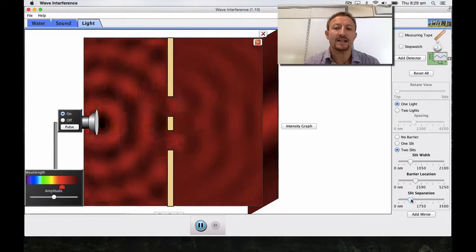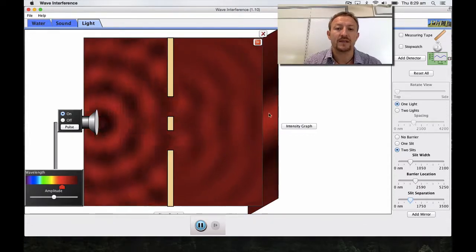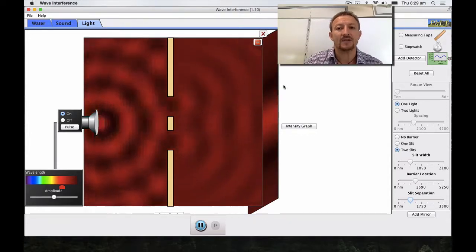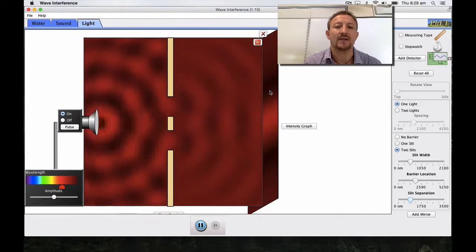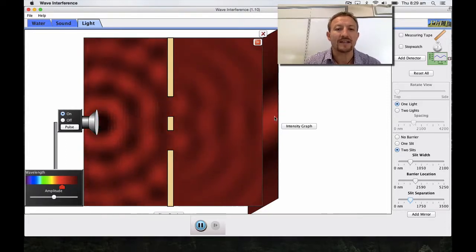So I've got my red in the middle here. You can see there's my red area. Then it goes dark, and then there's my red forming again. This dark area is going to be our nodal point. This is going to be our antinodal point.